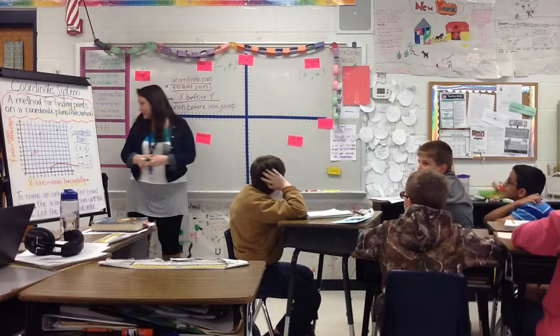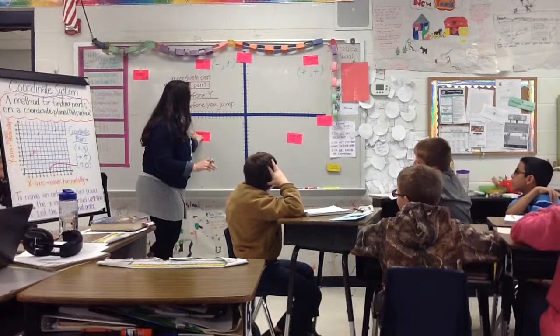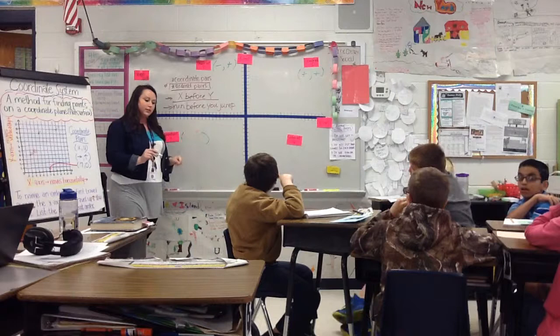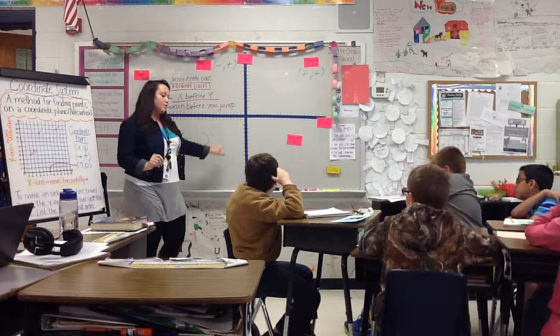All right, so Jacob, we've got quadrant 3 right over here. Looking at our axes, our x and our y, what do you know about the numbers for the x point? It's going to be negative. And what do you know about the number for our y point? It's going to be negative as well.